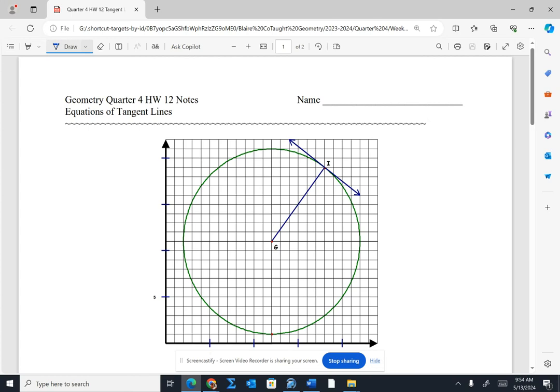Everybody, let's learn another thing about circles. There's a type of line called a tangent line. That's this one right here that goes through point I. And it's a line that touches a circle in just exactly one spot.